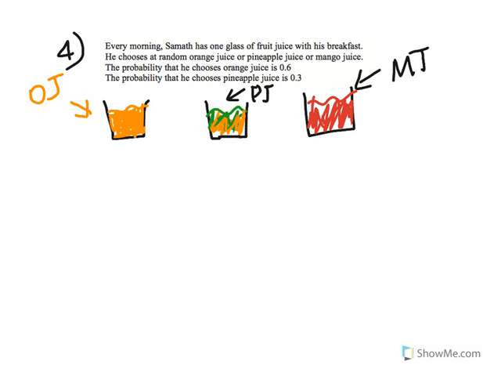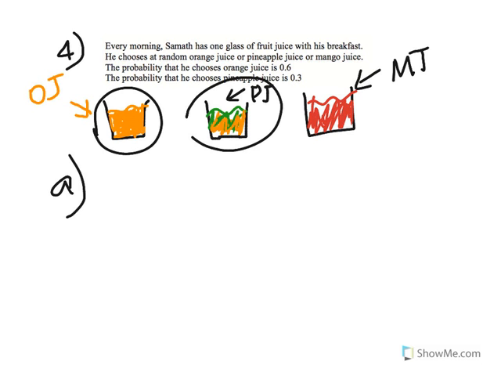Alright, so question 4 is basically about this guy called Samath, and he has one glass of fruit juice with his breakfast. So he chooses these fruit juices at random. So there's either orange juice, pineapple juice, or mango juice. Alright, 4A is asking you to find out the probability that he chooses mango juice. Now, it says in the question the probability that he chooses an orange juice is 0.6. The probability that he chooses a pineapple juice is 0.3. And they don't know what the probability is that he chooses a mango juice. They're asking you to find that. So we call that X.